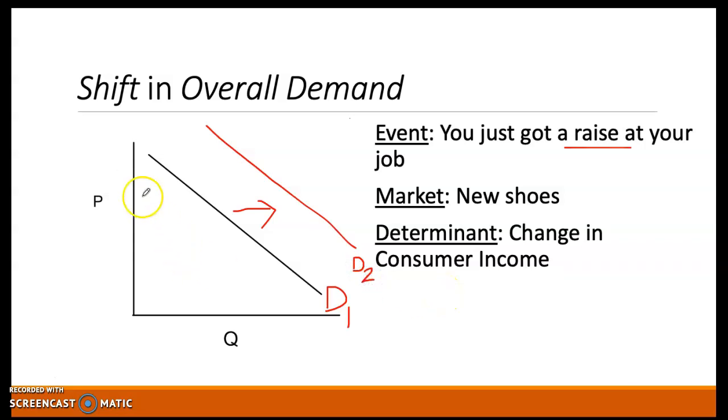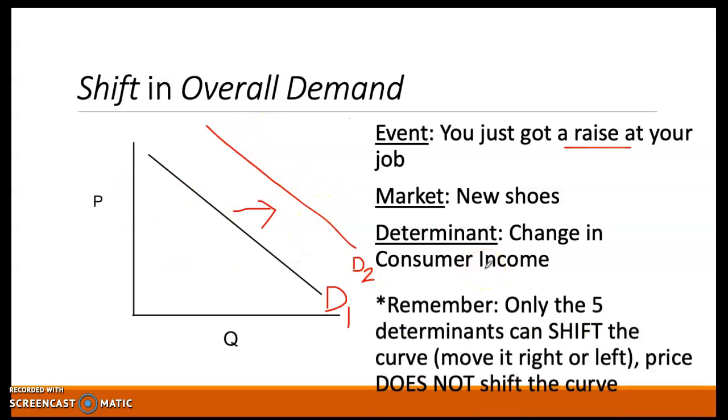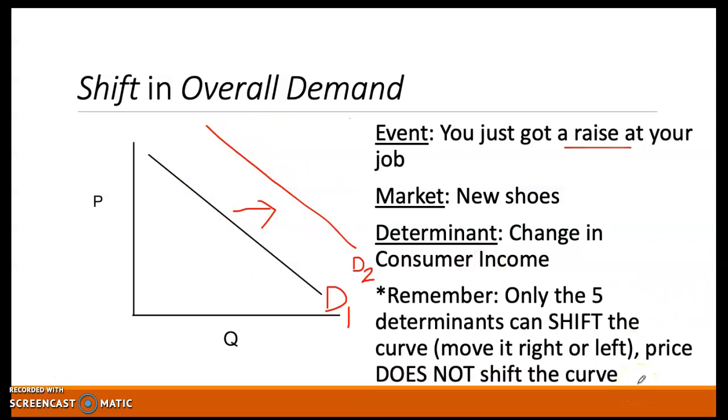Okay. So remember, the price isn't changing, the overall demand itself is changing. And remember, only the 5 determinants of demand can shift, aka move the demand curve itself, whether it's moving it to the right to show an increase in overall demand, or if it's moving it to the left to show a decrease in overall demand. A change in price does not shift or move the curve either way.